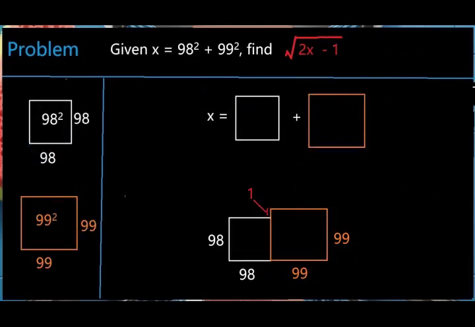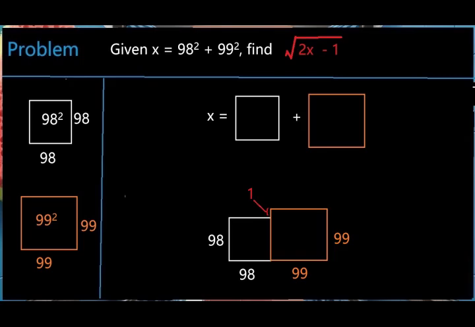The last problem is this. Given x equals the square of 98 plus the square of 99, find the value of the square root of 2x minus 1. The expression for x contains two squared numbers. We can interpret each square as the area of a geometric square. One square with side length 98. Another square with side length 99. So the value of x is simply the sum of the areas of these two squares.